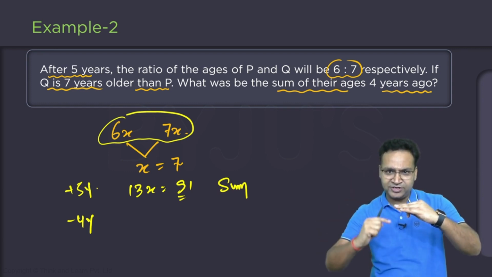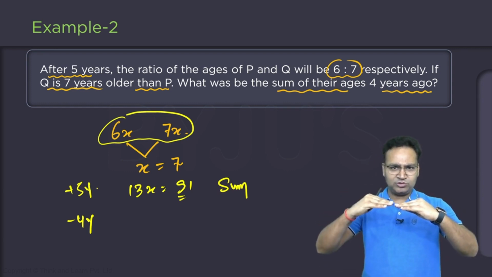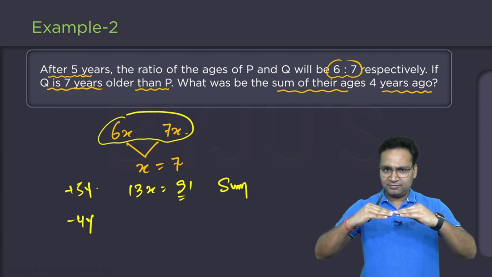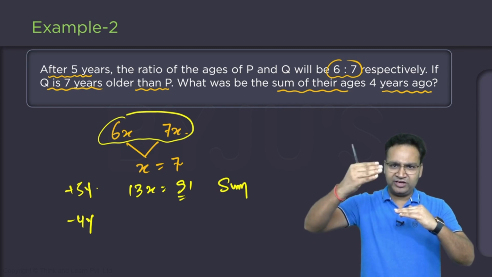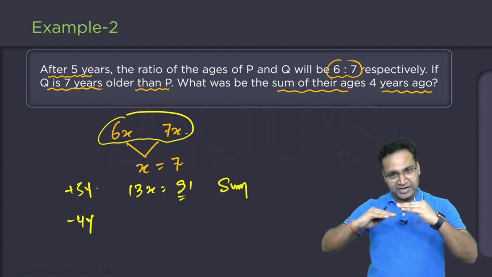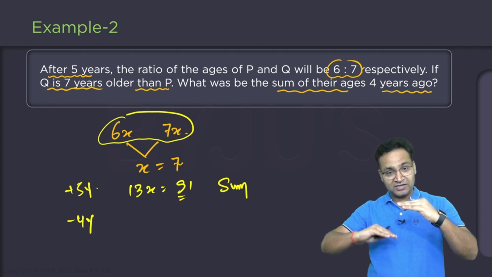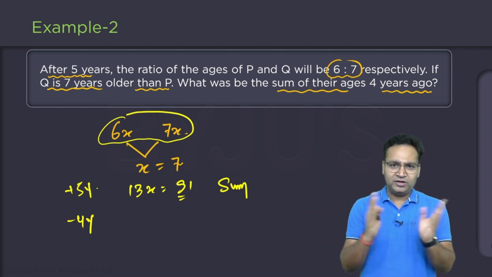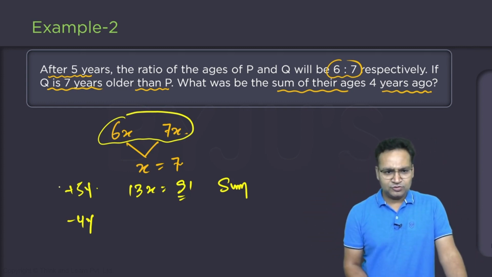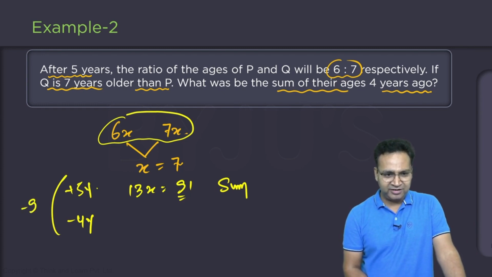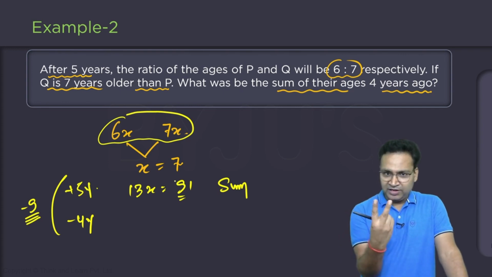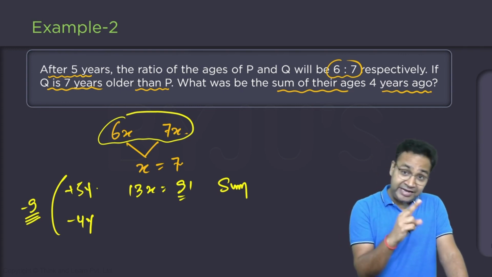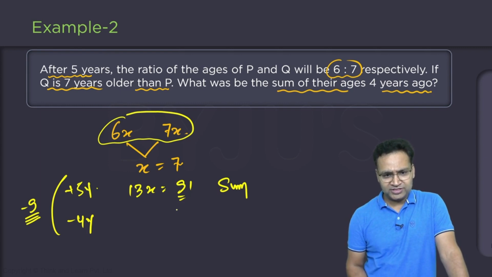What is the time difference? This is like 2020, right? Let's say. So 2020 plus 5, 2025. 2020 minus 4, 2016. From 16 to 25, what is the difference? 9. So what is the time difference? 9 years in total. How many people are there? 2. 9 years ago we are looking for, so we subtract 18 from it.